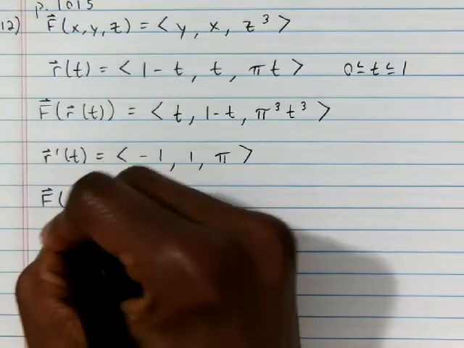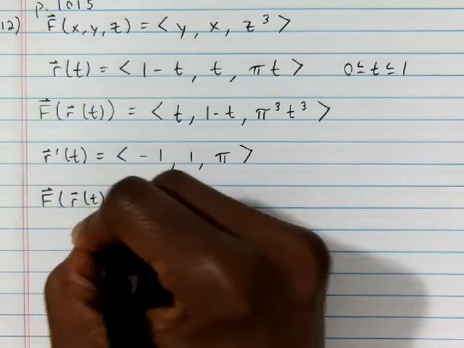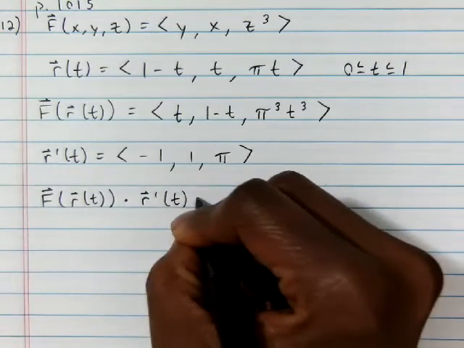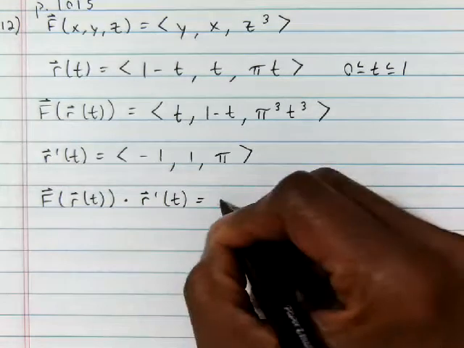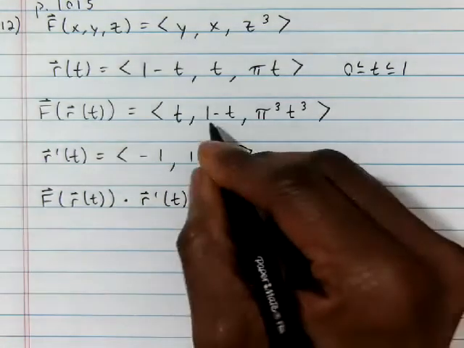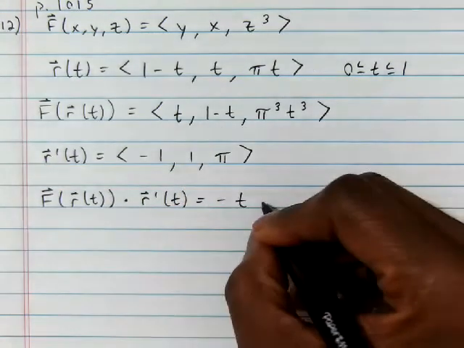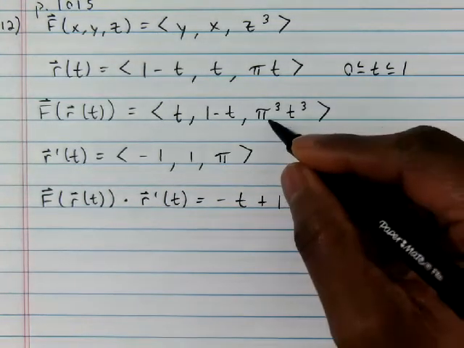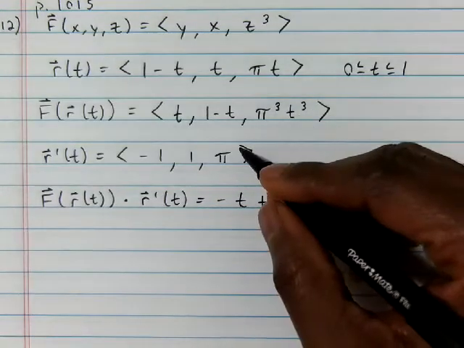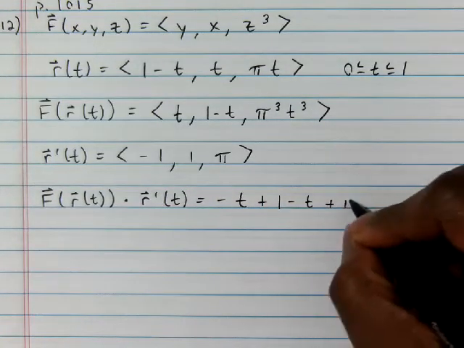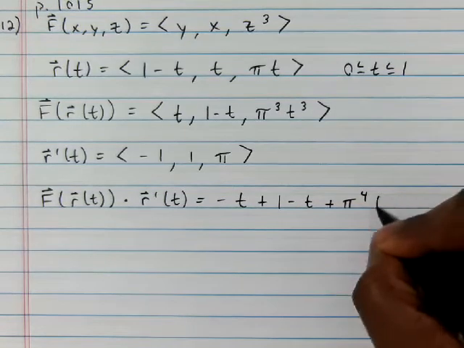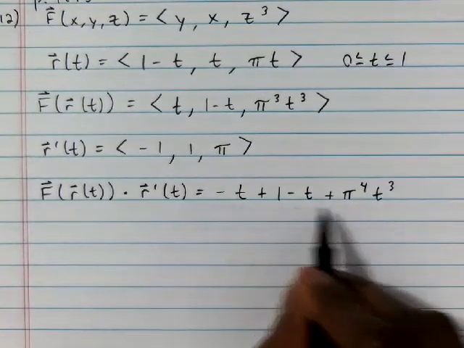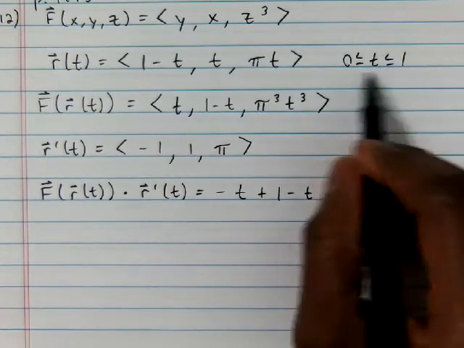So F of R of T dotted with R prime of T equals T times -1, so we get -T. And then 1 minus T times 1, so plus 1 minus T. And then plus pi cubed T cubed times pi, so plus pi to the 4th T cubed. And this is what we're going to integrate with respect to T from 0 to 1.